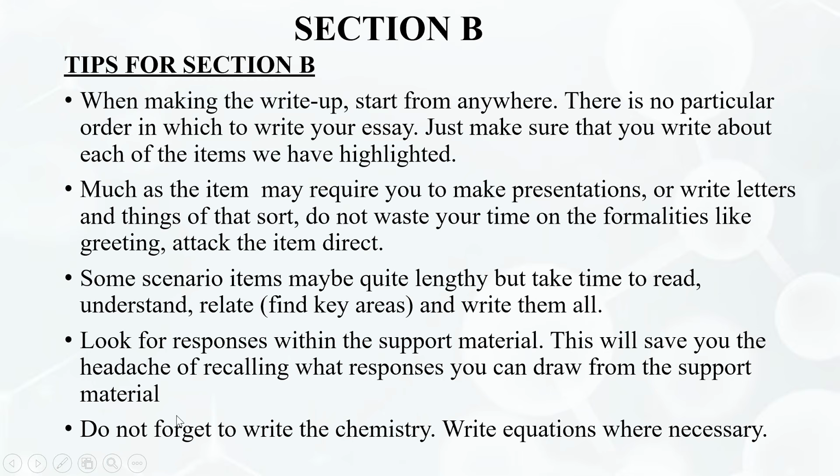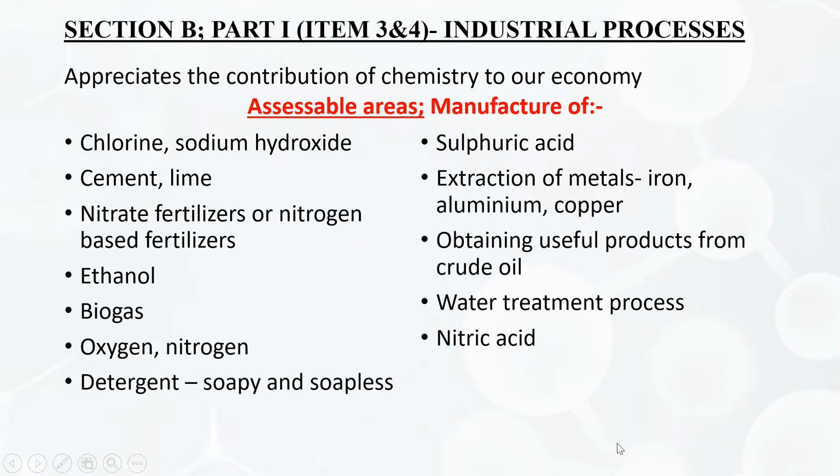Now, do not forget to write the chemistry. Write equations where necessary. Please, we have put the word: write equations where necessary. Where it is not necessary, don't. Put it where it is necessary. Now, section B, part 1. We say that section B has 2 parts, part 1 and then part 2. Part 1 has 2 items where you choose only one. And these items are item 3, and then we have item number 4.